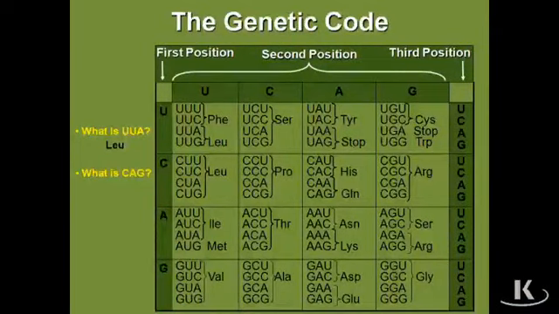What is CAG? How are we going to figure it out? Let's go here. We see that the first position is C, so we're limited to these 16. The second position is A, so we're going to come over to here. We're limited to these 4. And then the third position is G. CAG, you see, encodes GLN.